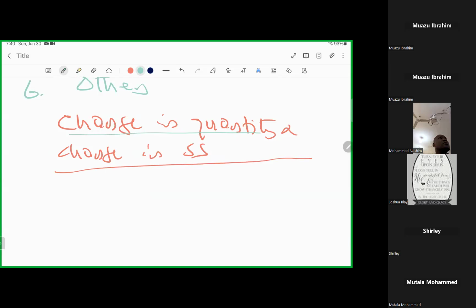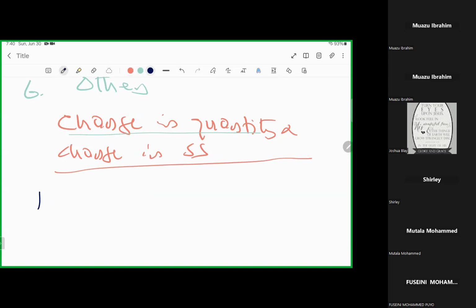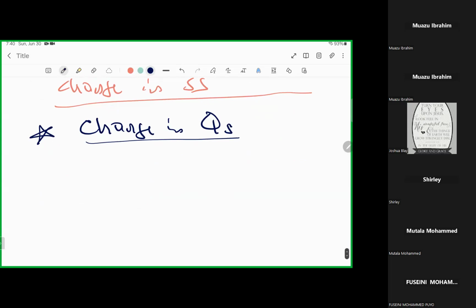Now, let's pick the first one. For the first one, we are talking about change in quantity supplied. What does change in quantity supplied mean? For change in quantity supplied, we are talking about changes. So if I write this, it means change, okay?